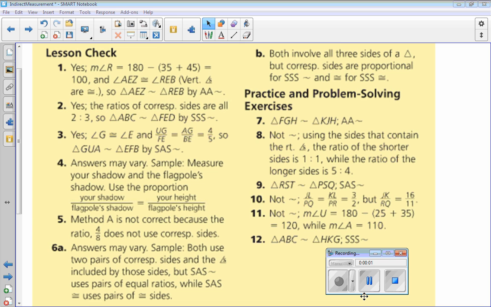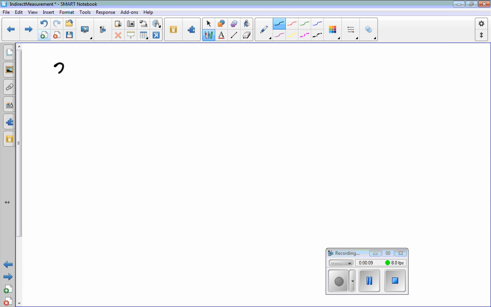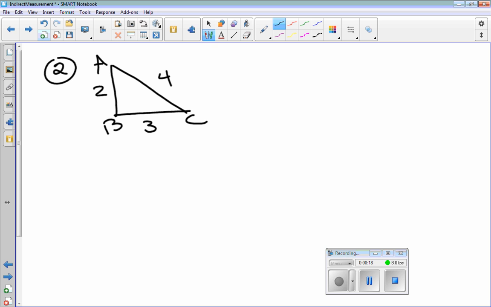Homework here, and we're looking at question 2 on section 7.3. And it says we're trying to figure out whether or not the triangles are similar or not. And so here is the picture that goes along with question number 2. We have triangle ABC, and we have the side lengths of 2, 3, and 4. We have another triangle over here that looks a little bigger.